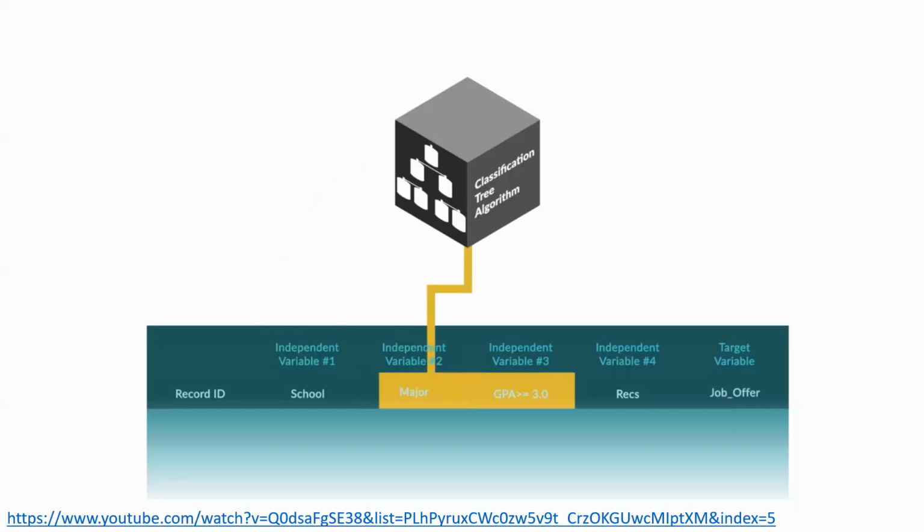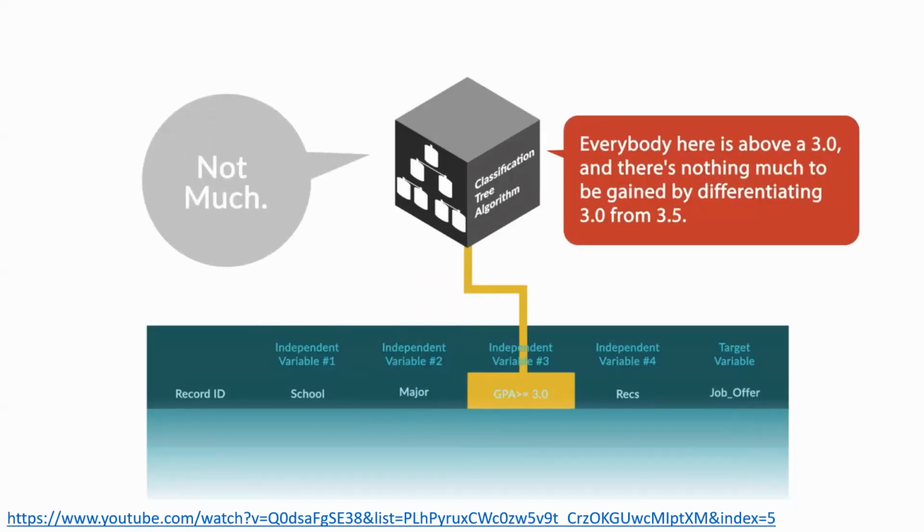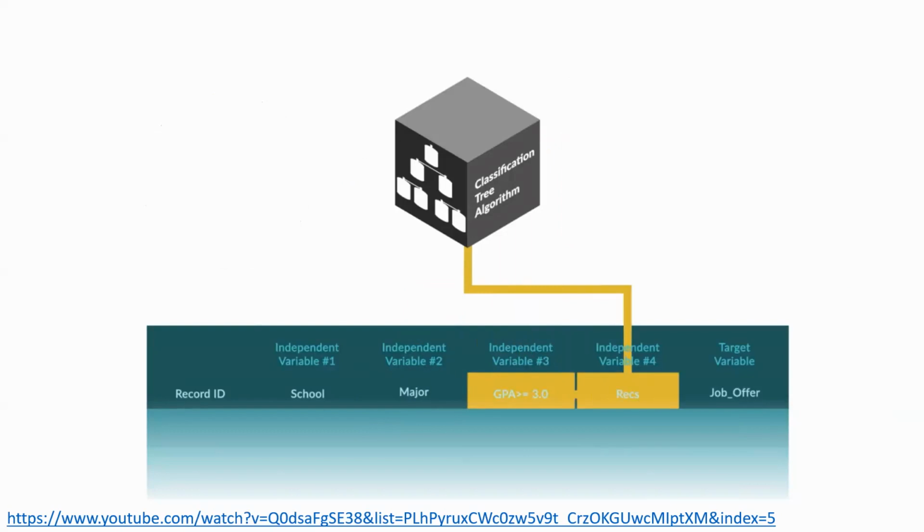We ask, if we only use the student's GPA for everybody with a GPA of 3.0 or better, how well would that predict hiring of the student? It says, not much. Everybody here is above a 3.0, and there's nothing much to be gained by differentiating 3.0 from 3.5. If we only use the number of letters of recommendation for everybody with a GPA of 3.0 or better, how well would that predict the hiring of the student? It says, not at all.